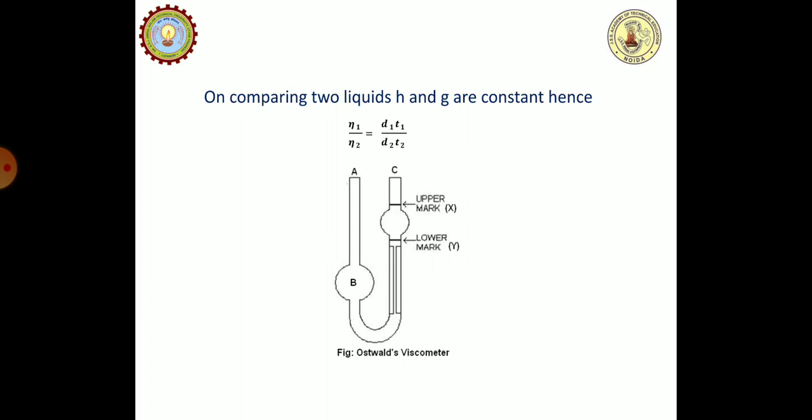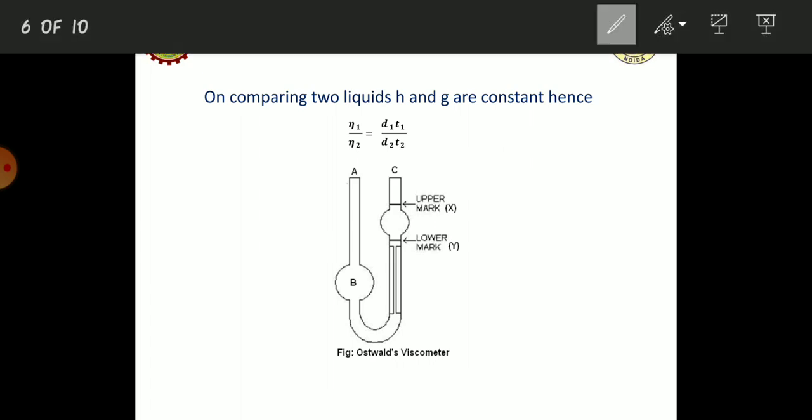You can see the same viscometer on the screen. It should be clean and dry. Then attach a piece of clean rubber tube to the end C of the viscometer, here, and clamp it vertically in the air.